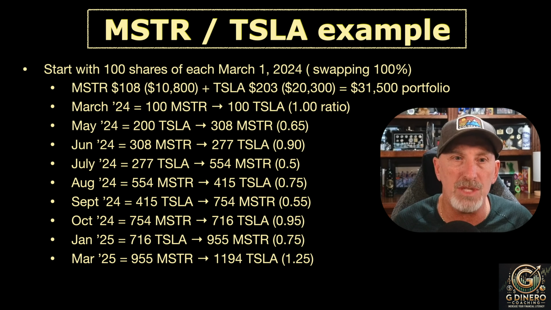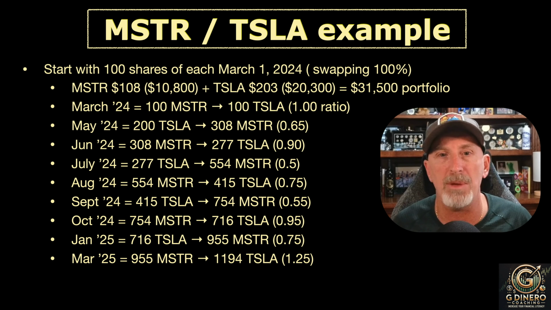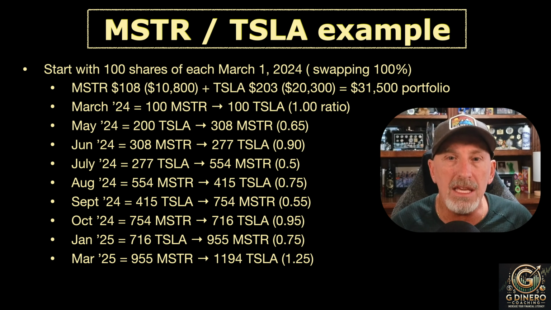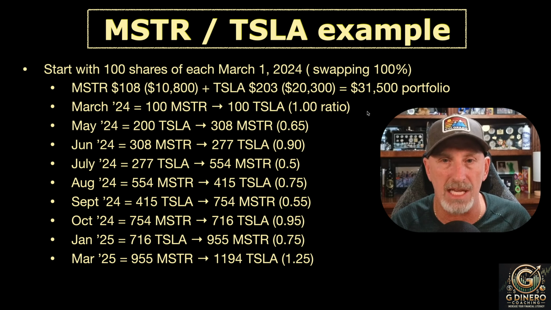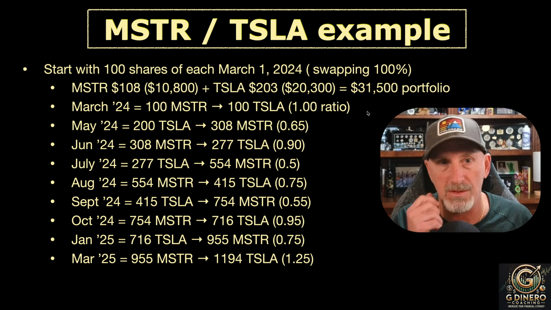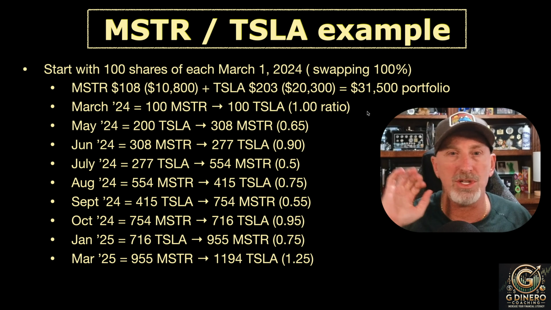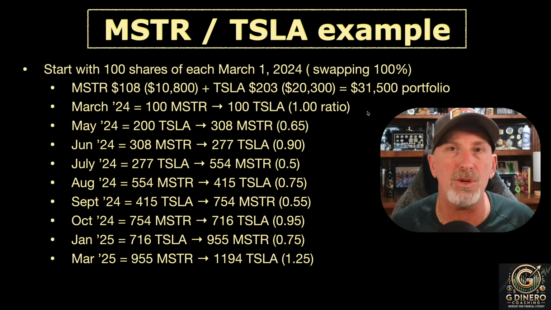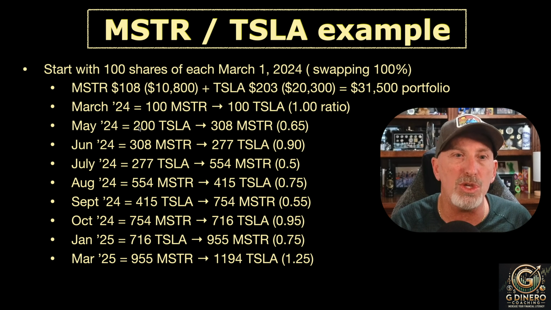So in the first case, you do 100% of your bag. You take all of your MicroStrategy and swap it for 100 Tesla. That leaves you with 200 Tesla at that point, right? Because you started with 100 Tesla. You swapped your 100 MicroStrategy for 100 Tesla plus the 100 you had to start with. You're now at 200. In May of 24, you swapped 200 Tesla over to 308 MicroStrategy.